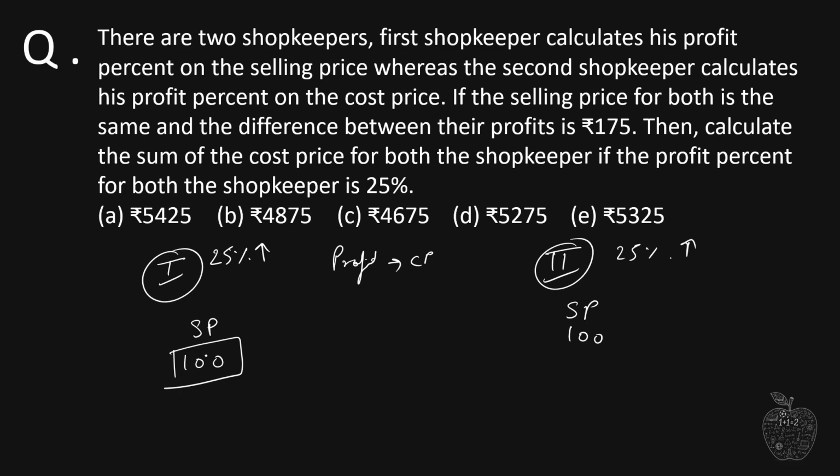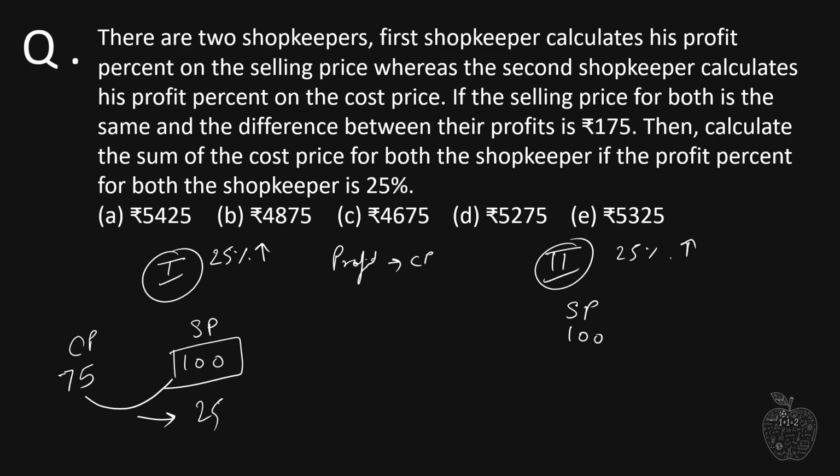So what is 25% of 100? That means 25% of the selling price is 25 only, right? So what will be his cost price? His cost price will be 75. Why did I say it's 75? Because he is buying it at 75 and selling it at 100. His profit is 25. Now got it? I hope you understood this.